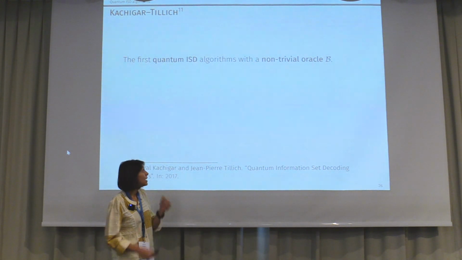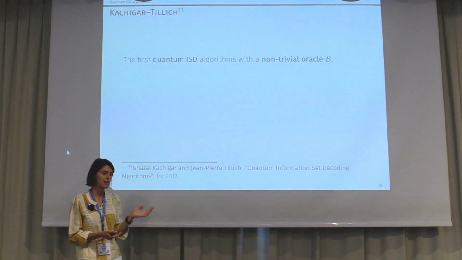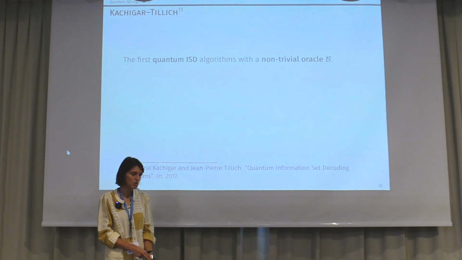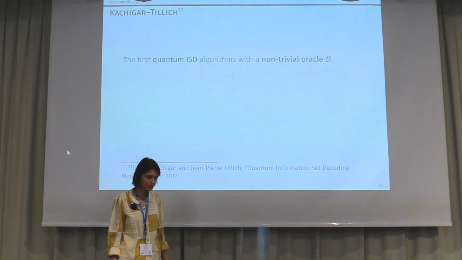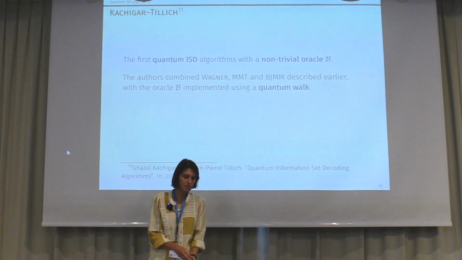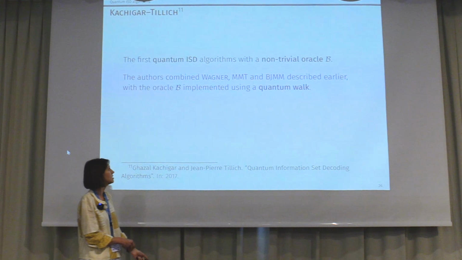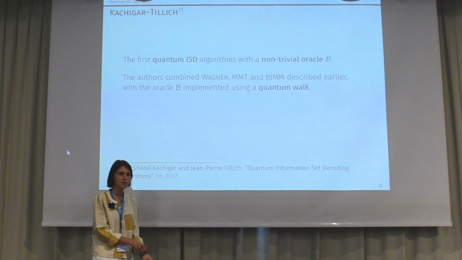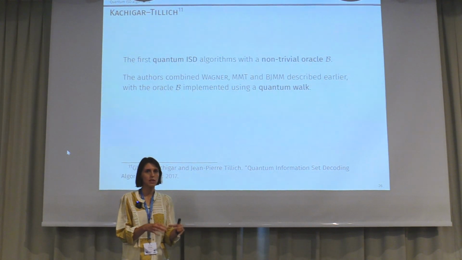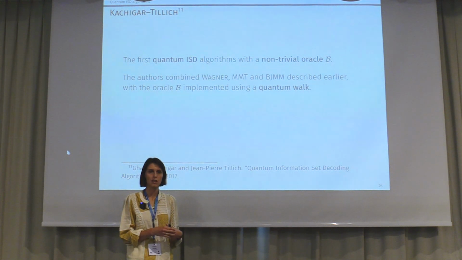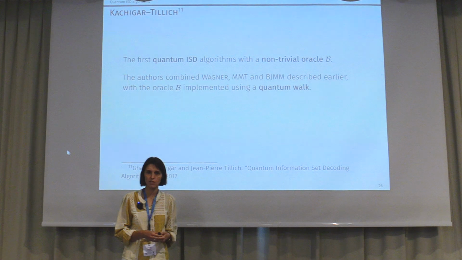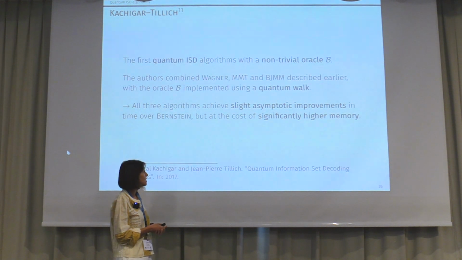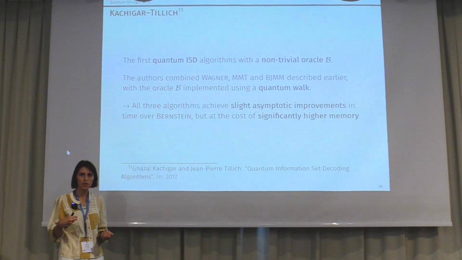Then the first time we used some non-trivial quantum oracle to solve the subinstance of the problem was in the work by Kachigar and Tillich. In their case, they combined this quantum oracle with Wagner's algorithm, MMT and BGMM that you have seen before in the classical setting. They used a quantum walk to try to solve this subinstance of the problem, so the quantum walk was the quantum oracle they were using. What they achieved by using that is slight asymptotic improvements in their algorithms.